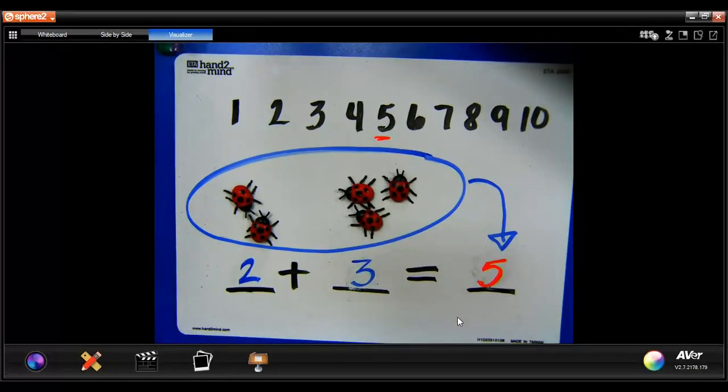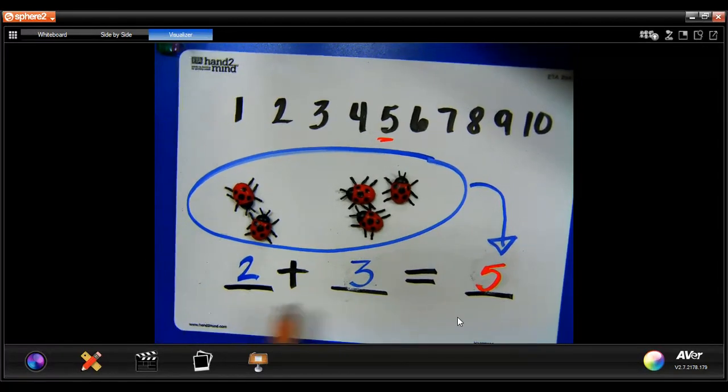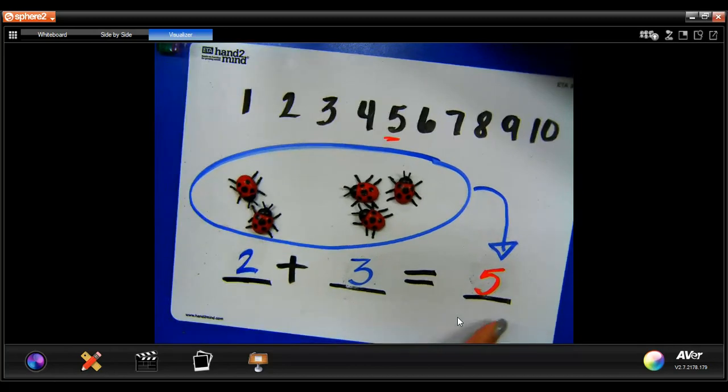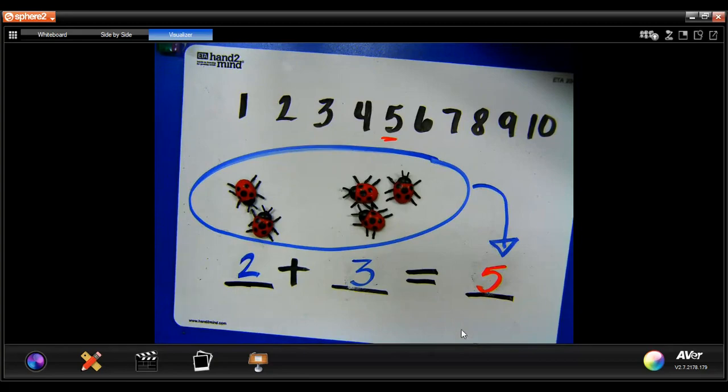Okay, now we're going to read our addition sentence. 2 plus 3 equals 5. Now you read the addition sentence with me. 2 plus 3 equals 5. Good job. All right, let me go over your homework now.